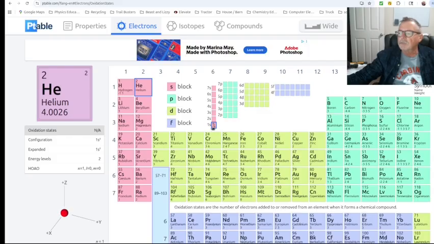Now, there are some allowed states where if both of these electrons have the same spin, one kicks up into the 2s.